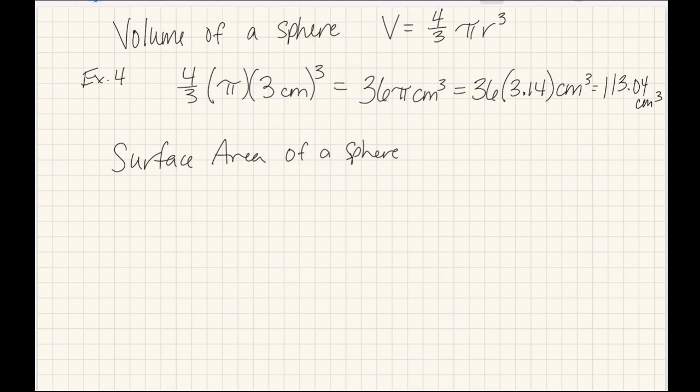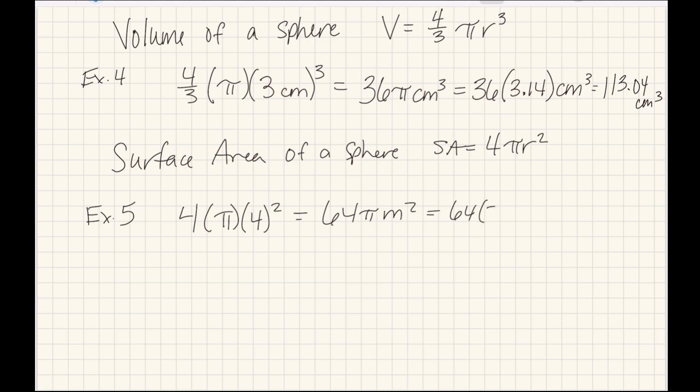So in general, your surface area formula is 4 times pi r squared. Okay, so let's find the surface area of a sphere whose radius is 4 meters. So we are just taking 4 times pi times radius squared, which is 64 pi meters squared, 64 times 3.14 meters squared, which equals 200.96 meters squared.